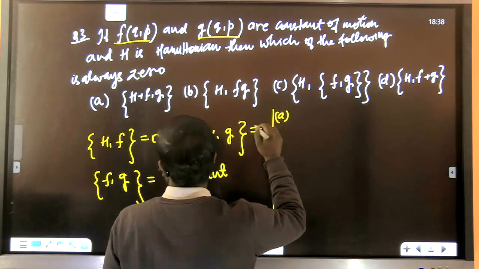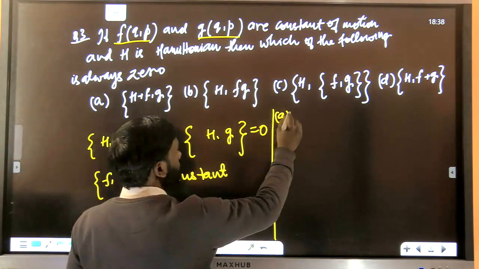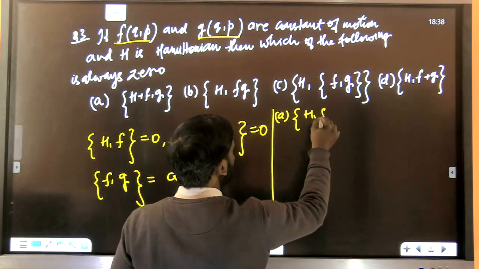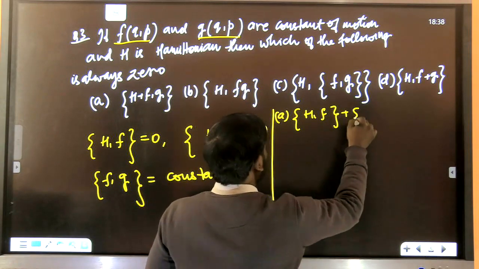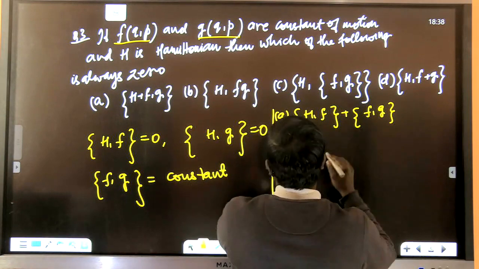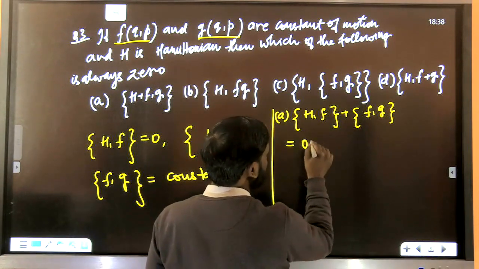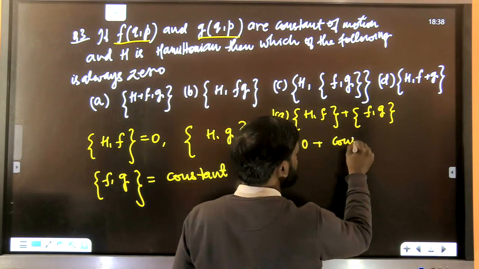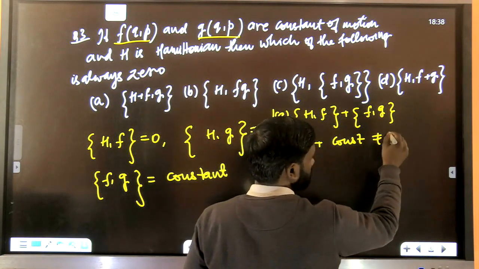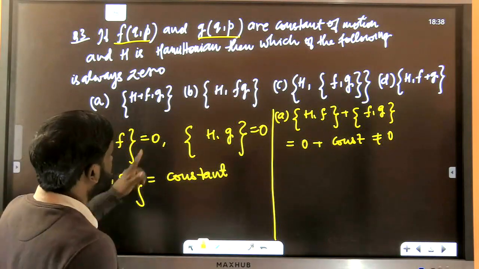If you check the first option, it is the Poisson bracket of H plus F with G. So the first option gives you H comma F plus F comma G. You see here H comma F is 0. So this is 0 plus F comma G, which is actually a constant. So this is not always 0. ये 0 नहीं भी हो सकता है, ठीक है? It may not be 0. So this is not always 0.